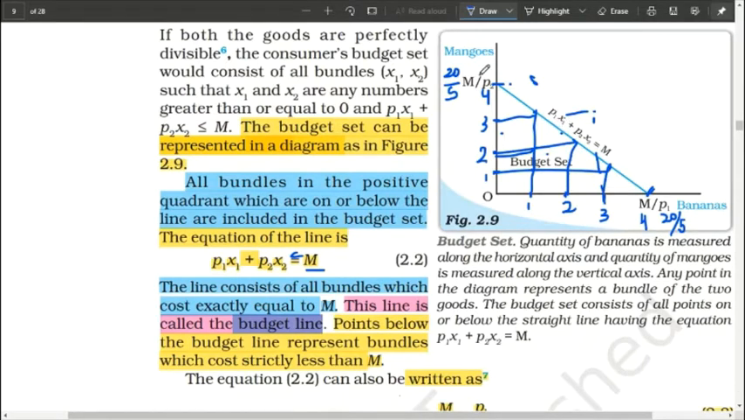You can't spend at any point outside the line. You can either spend on the line because you have 20 rupees, you'll spend all of it, or below the line, you'll spend less than 20 rupees. Okay, so points below the budget line represent the bundles which cost strictly less than M.